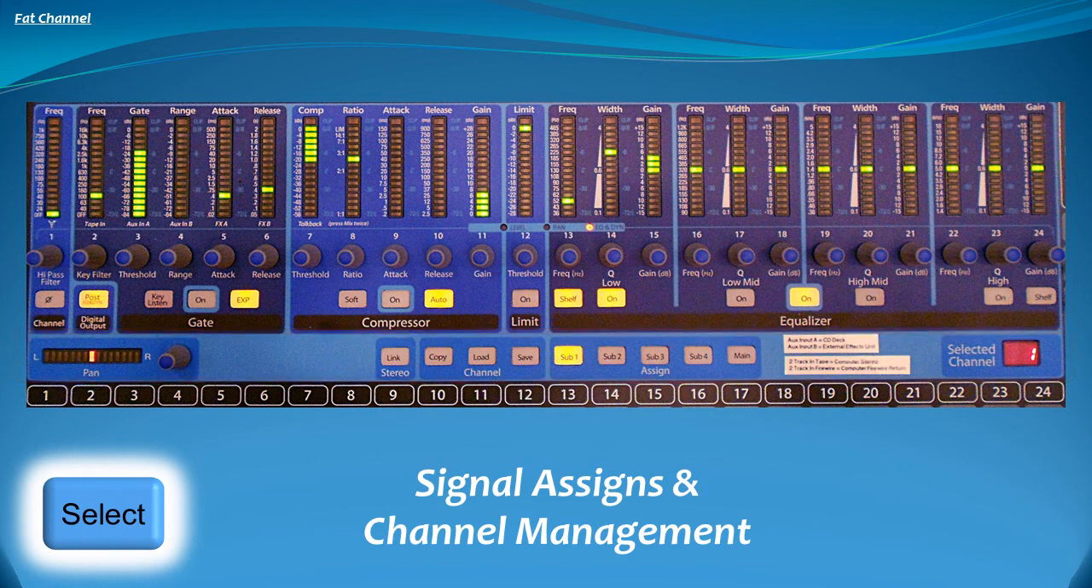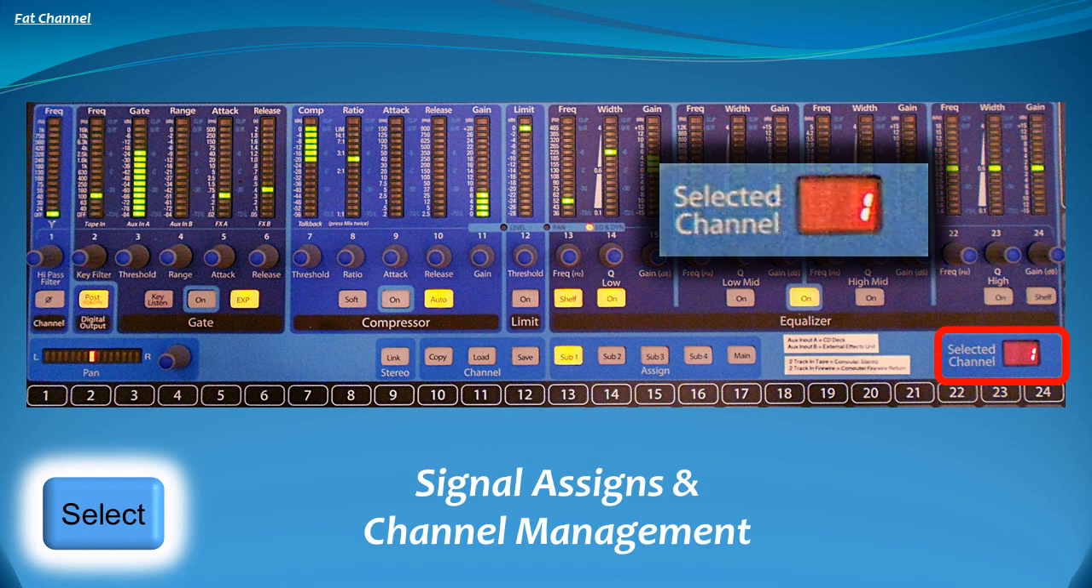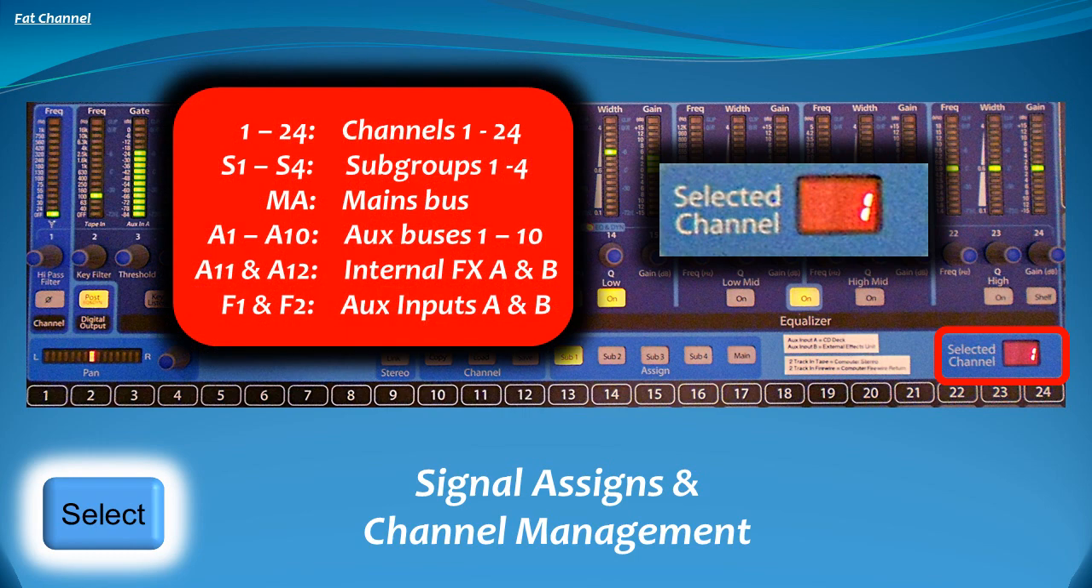First, we see the selected channel display. This provides a convenient indication of the currently selected channel without having to look around the mixer. Here are the designations used by the display. The numbers 1 through 24 indicate that one of the 24 input channels is selected. The designations S1 through S4 indicate subgroups 1 through 4. The designation MA indicates the mains bus.